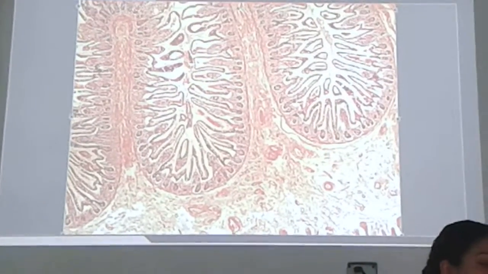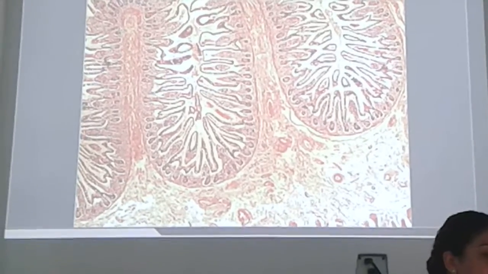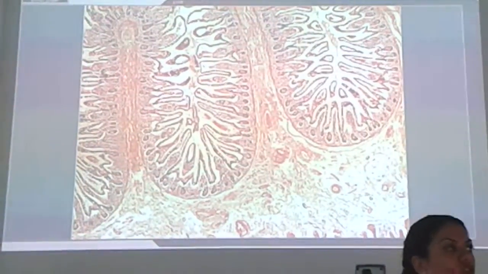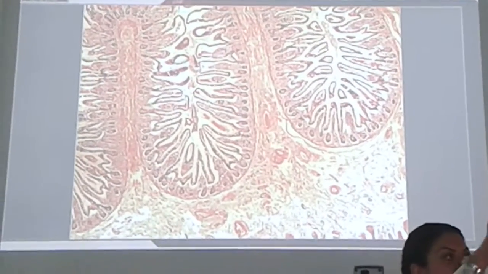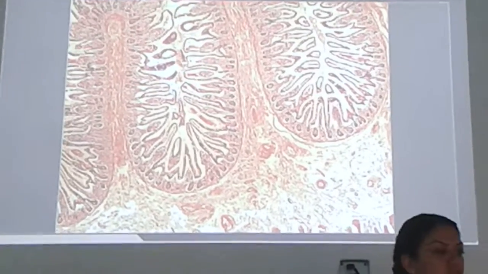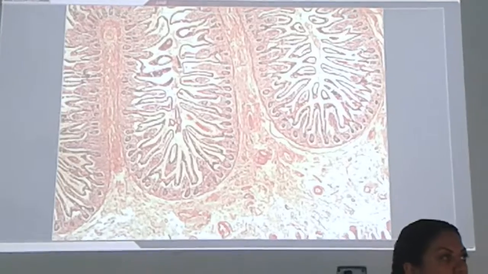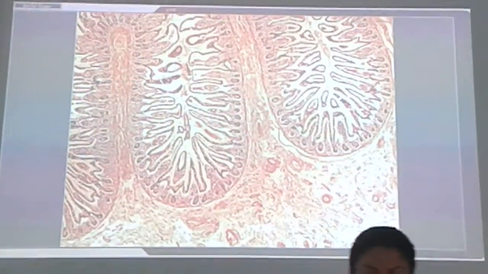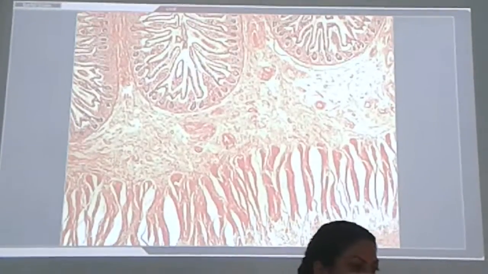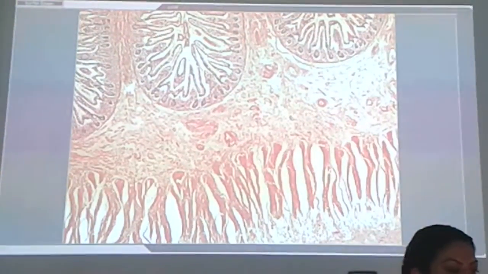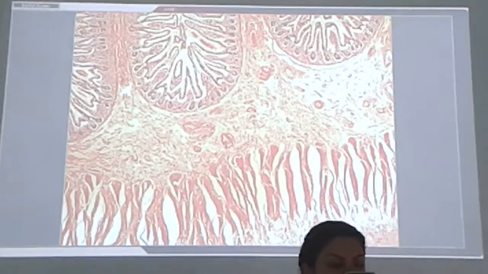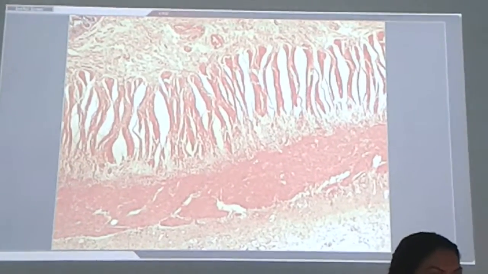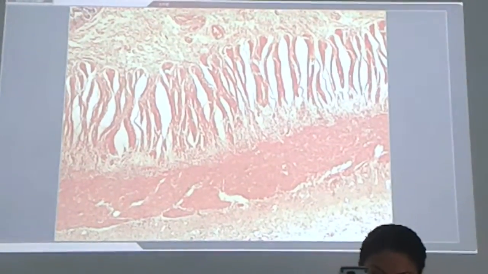So this was my mucosa. This is plica circulare. This is villi. The villi is lined by columnar epithelium, and each individual columnar epithelium has microvilli. And all these microvilli make a brush border or striated border. Okay? And this is the submucosa, up to here. And then we have muscularis externa, which is made up of smooth muscles.